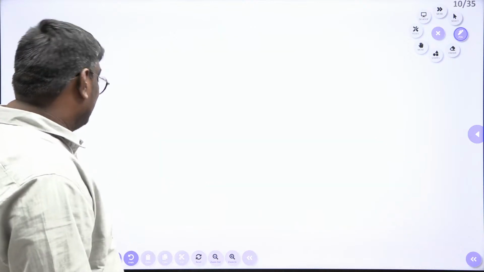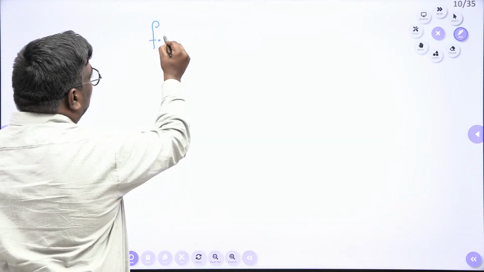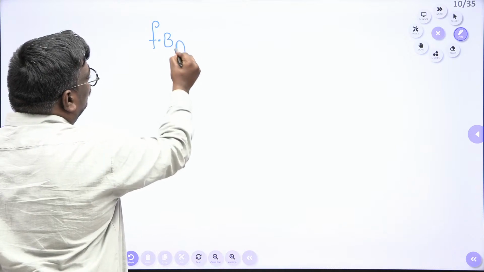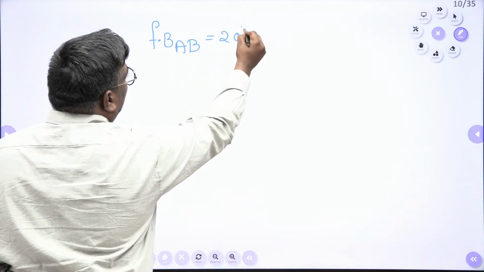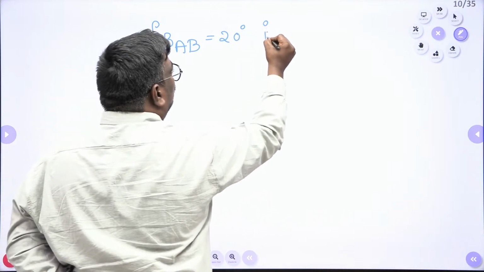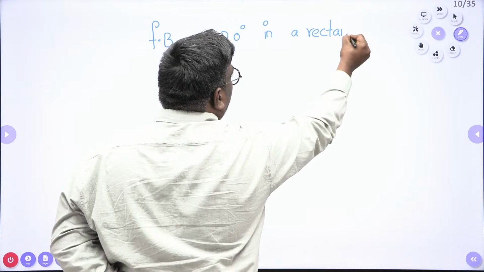I'll give you an interesting problem. The question I am giving you: if the forebearing of AB is 20 degrees in a rectangle.